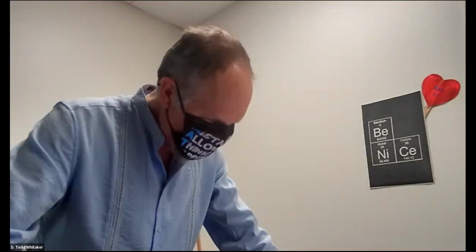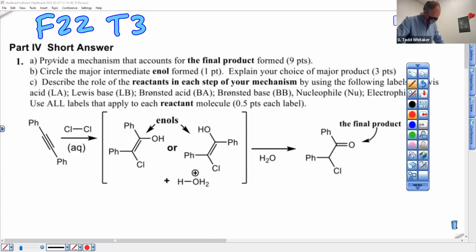We had a request to do a mechanism from fall 22, test 3, the first one. This is making a vicinal halohydrin, which is what we have here. But this test is reminding you, when you started with the triple bond, the hydrin, which is an alcohol, is attached to an alkene. And you know that's a new functional group that doesn't like staying enol. It'll become a ketone.